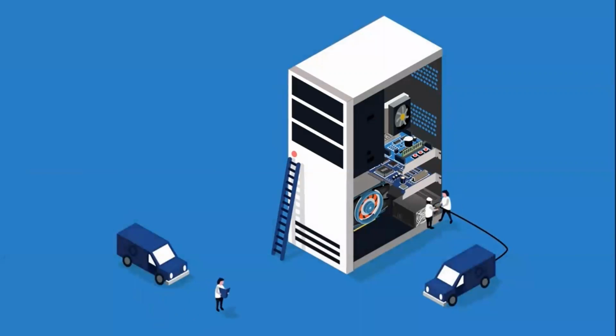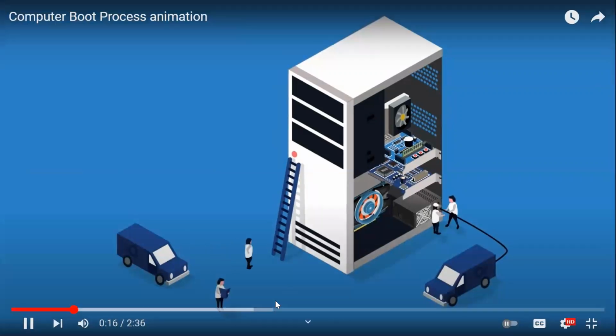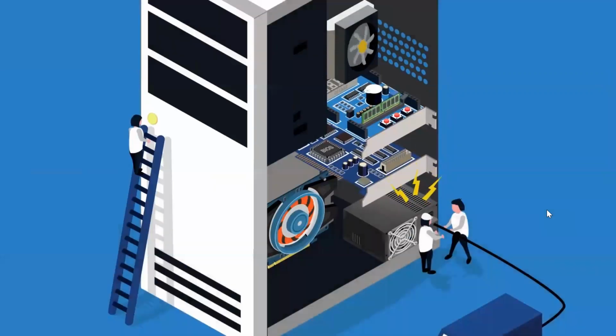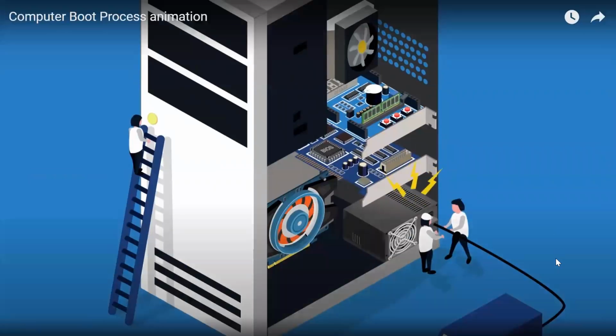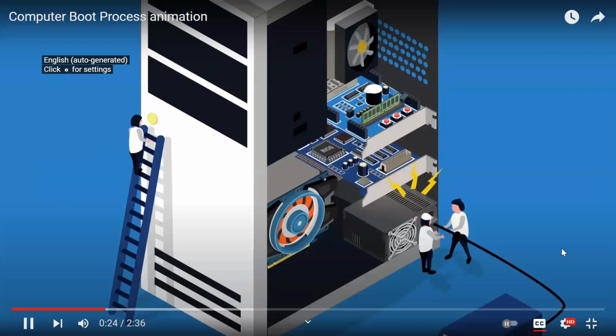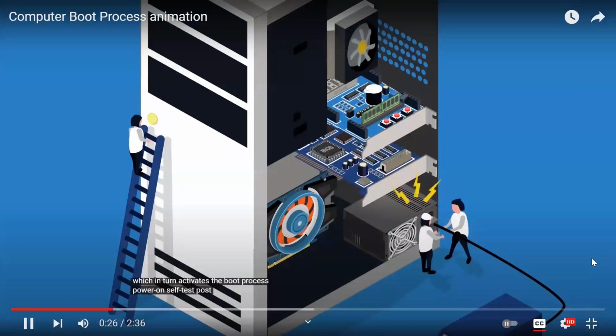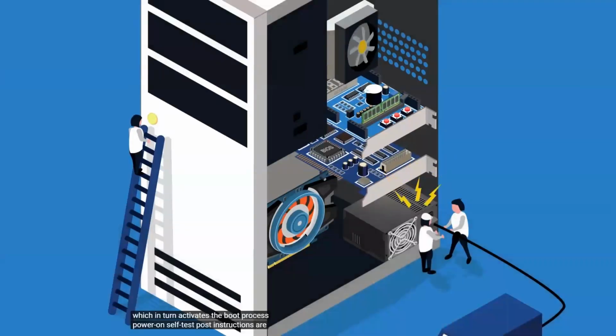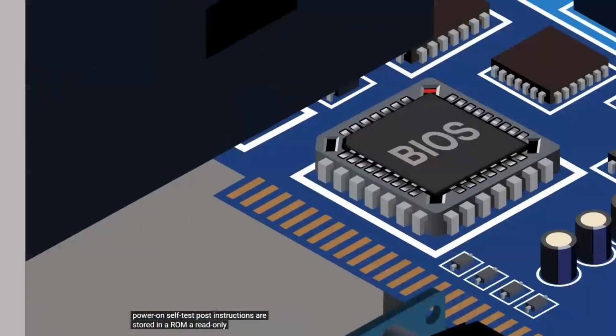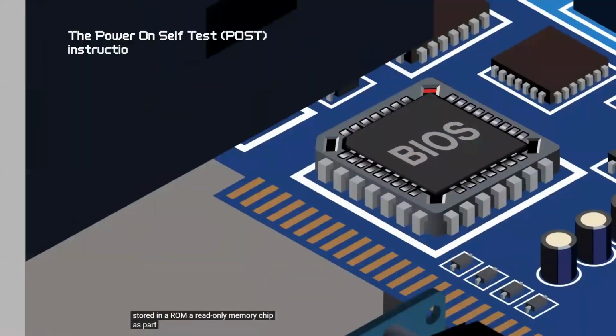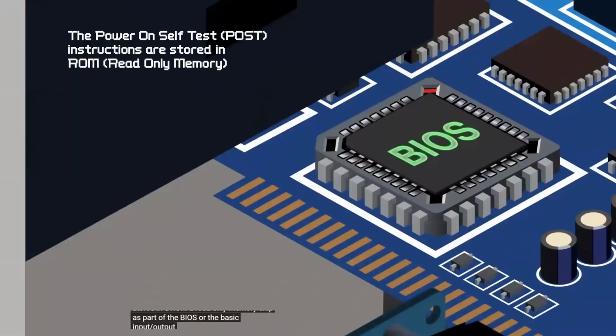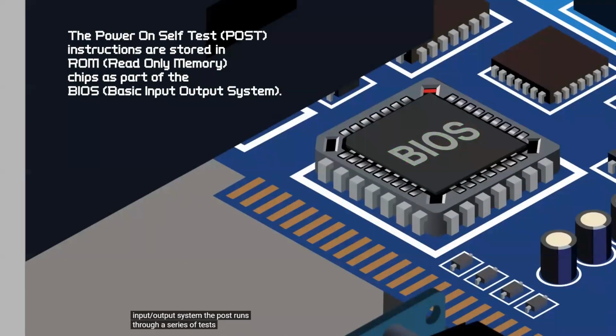Let's take a look at what happens when you boot a computer. When you turn on your computer, the power supply sends power to the motherboard, which in turn activates the boot process. The Power On Self-Test, POST, instructions are stored in a ROM, a read-only memory chip, as part of the BIOS, or the Basic Input-Output System. The POST runs through a series of tests to make sure everything is working.